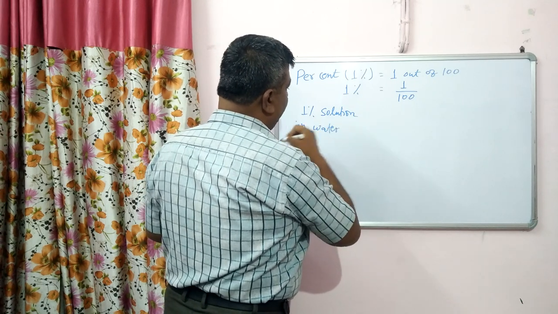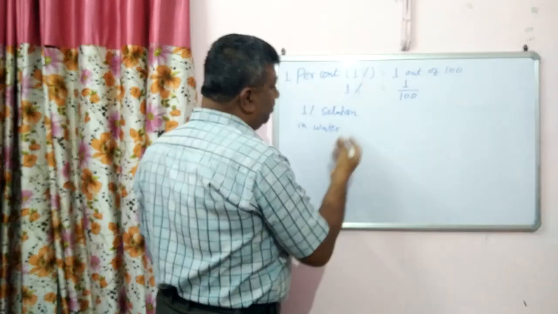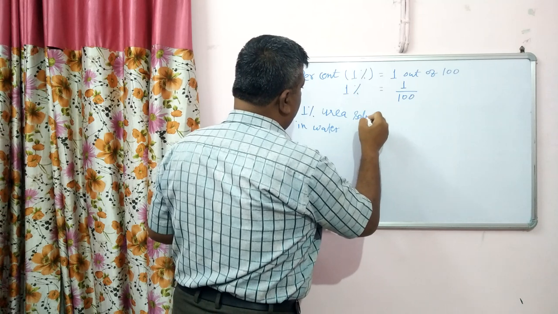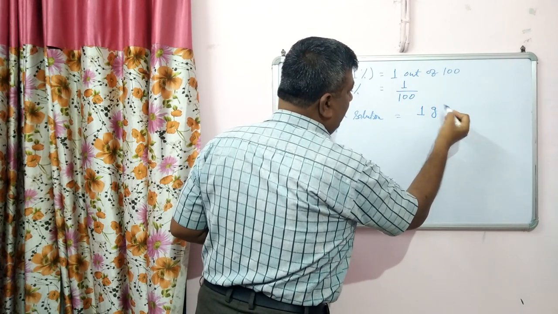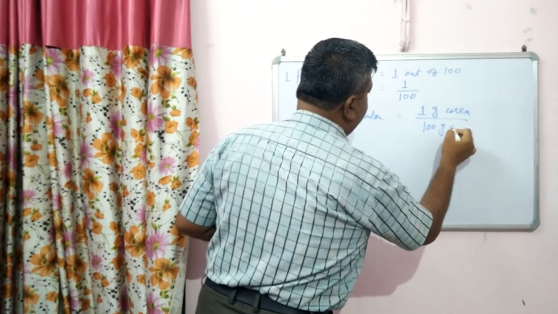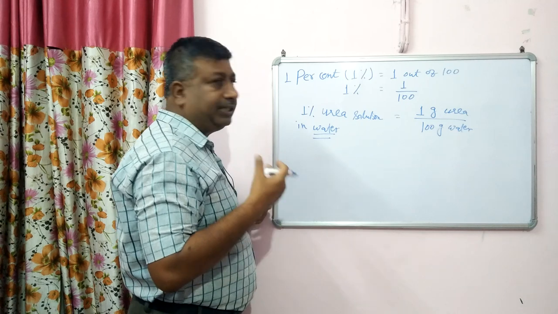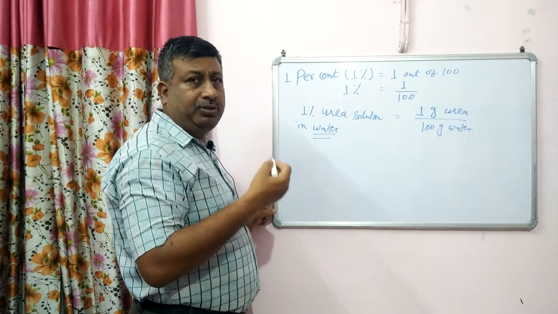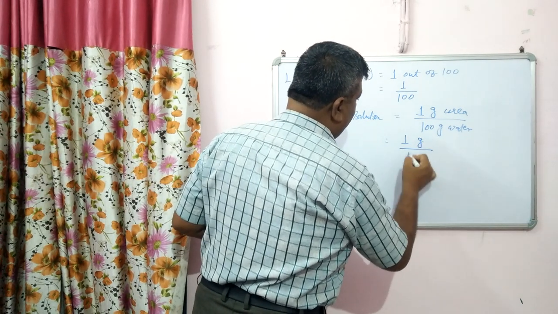So how can we make a 1% solution, maybe of urea, maybe of zinc sulfate? Suppose we want to make a 1% urea solution in water. It means 1 gram urea in 100 gram water. So if we dissolve 1 gram urea in 100 gram water, then it is said to be a 1% solution. But solutions are made in liters: 1 liter, 10 liter, 200 liter, 500 liter, 1000 liter. So it may be written as 1 gram upon 100 gram water.